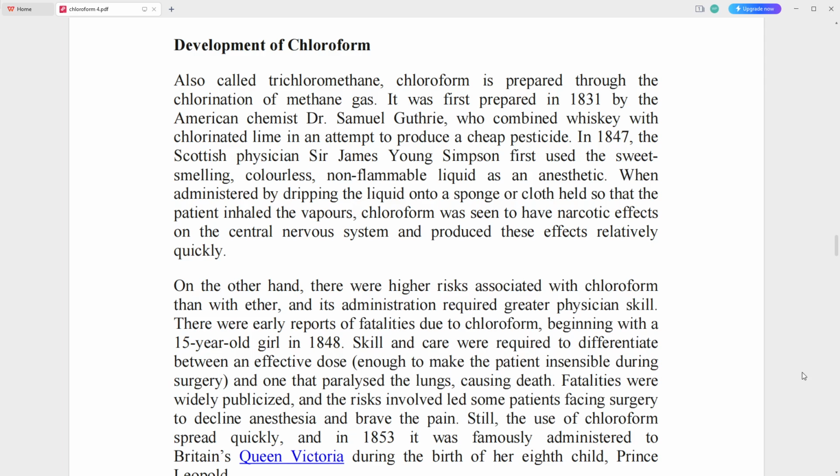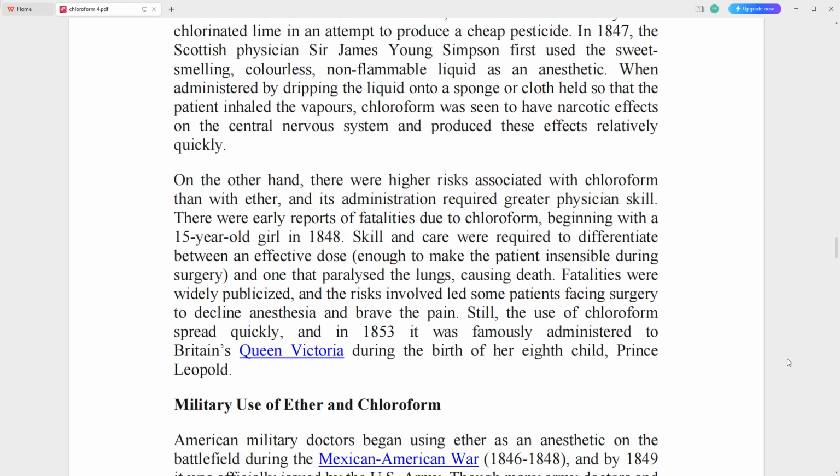On the other hand, there were higher risks associated with chloroform than with ether, and its administration required greater physician skill. There were early reports of fatalities due to chloroform, beginning with a 15-year-old girl in 1848. Skill and care were required to differentiate between an effective dose and one that paralyzed the lungs and caused death. Fatalities were widely publicized, and the risks involved led some patients facing surgery to decline anesthesia and brave the pain.